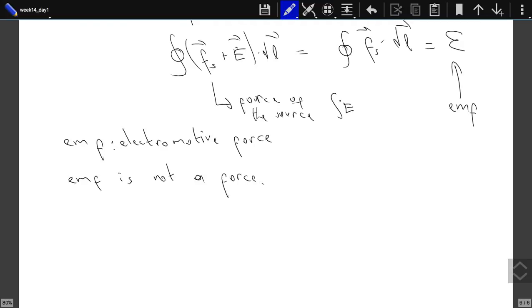Because the integral of E dot dl around any closed loop is 0. That E is the electric field created by some static charges accumulated at various points in my system. That is how I define the EMF.